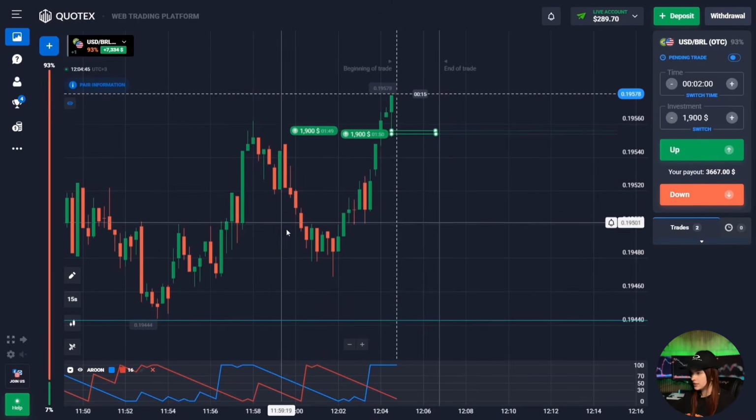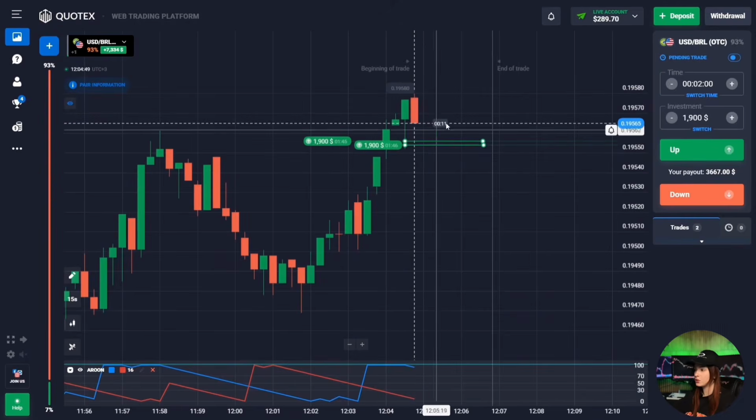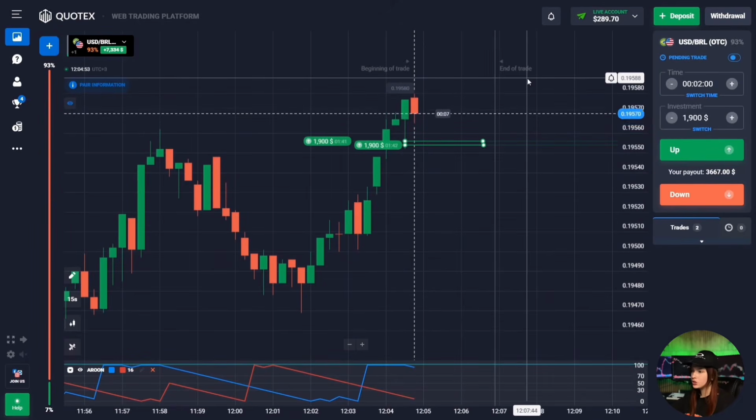And all of this indicates that the price has good potential for growth, and I expect it to continue moving upward in the near term. Let's simply watch the chart and see how this deal will close.